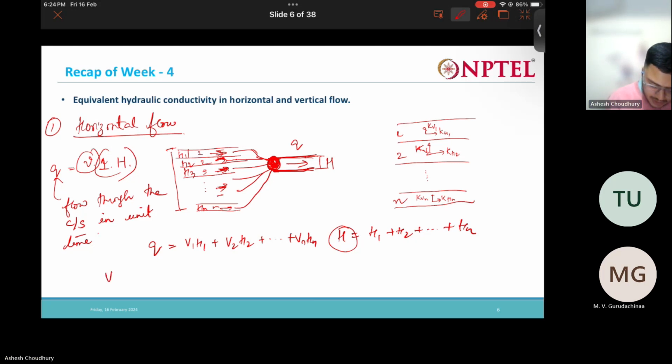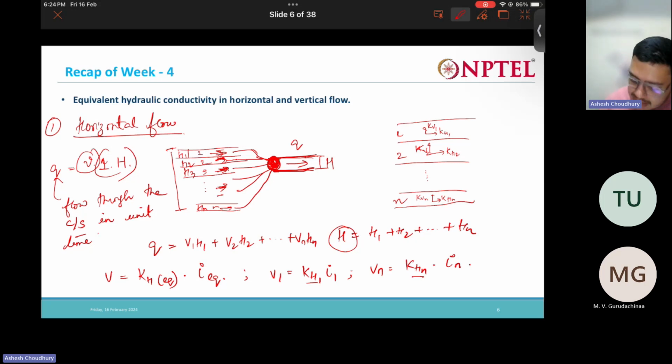Now this v we can write as KH equivalent into i equivalent. Then v1 we can write as KH1 into i1. Similarly, vn we can write as KHn into in. This KHn, as I already said, is nothing but the horizontal hydraulic conductivity in each of these layers. Now what about i? i is the hydraulic gradient in each of these layers.